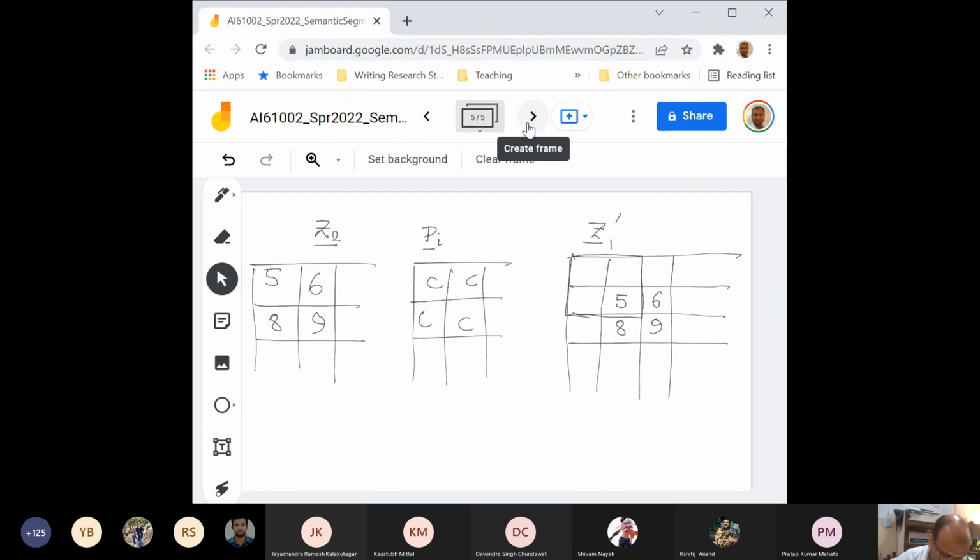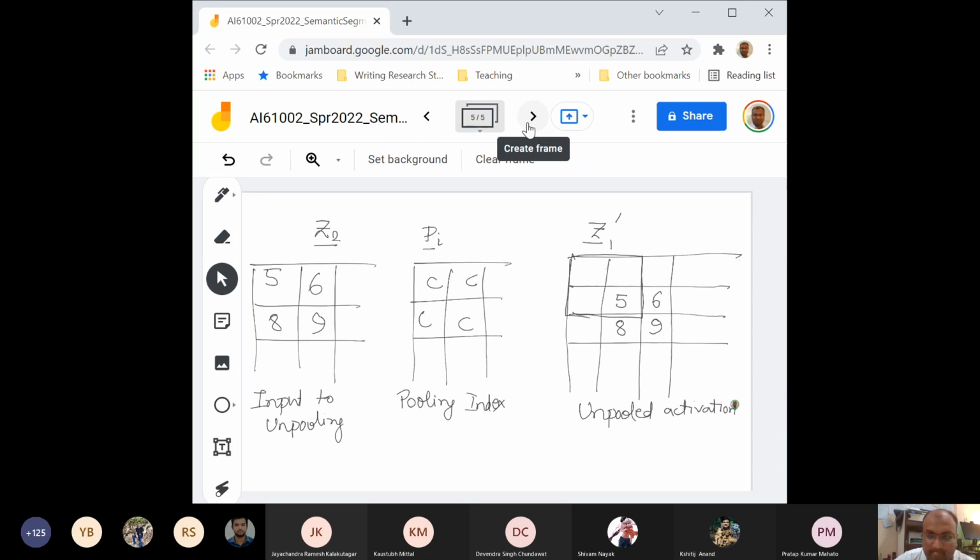So this is my input to unpooling. This is my pooling index, and this is my unpooled activation.